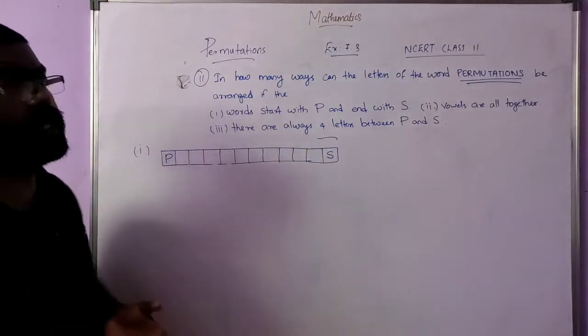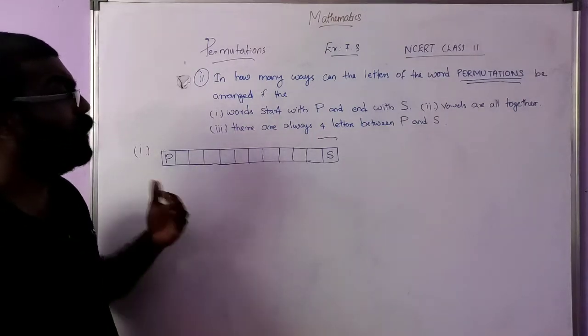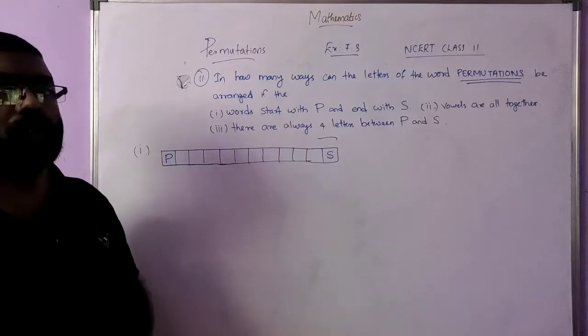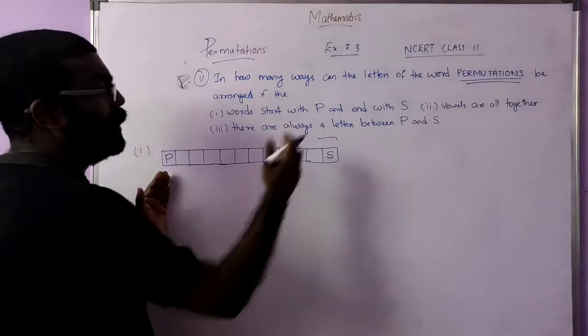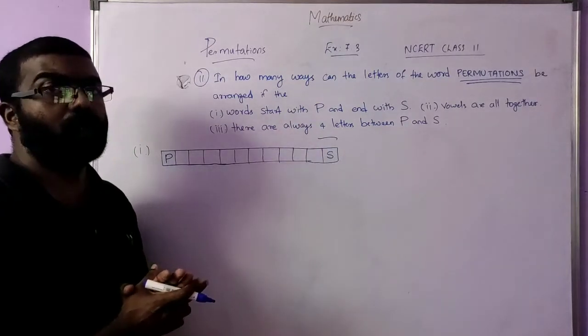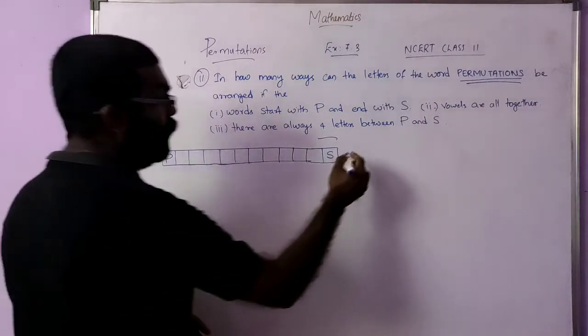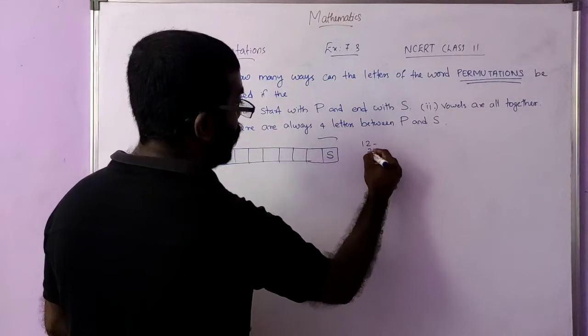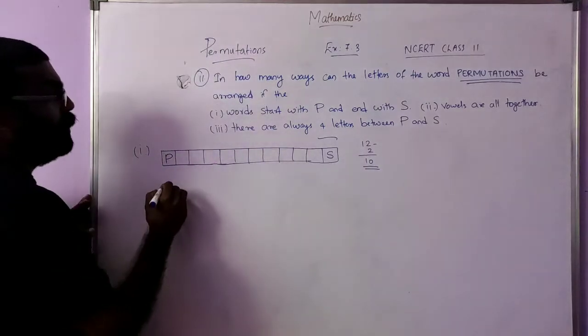In the first question it is given that words start with P and end with S. It is a 12 letter word. Here we have to find the number of permutations in which the word starts with P and ends with S. So these two places are fixed, the first place and the last place. So we have to discuss the remaining 10 letters. Total 12 letters, 12 minus 2, we have 10 letters.